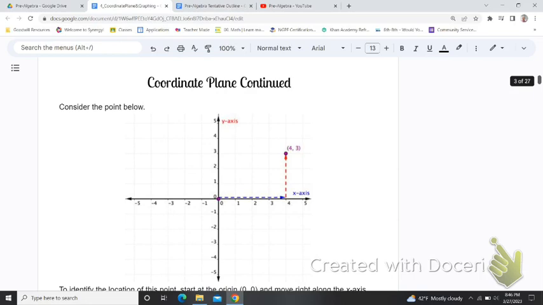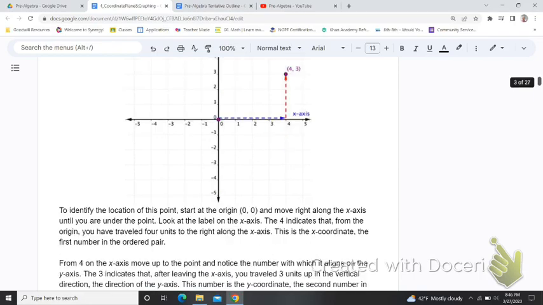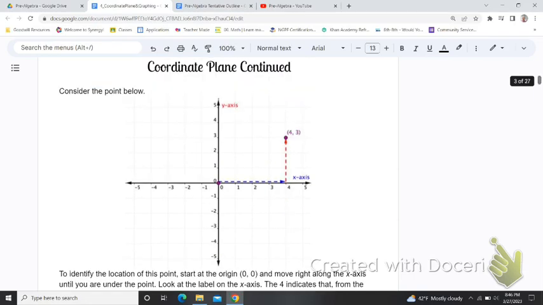Points are named with an ordered pair, so that's the point 4, 3. From the center, 4 to the right, so the x-coordinate is 4, and then 3 up, so the y-coordinate is 3. So 4, 3 tells us 4 to the right and 3 up. There would not usually be those dotted lines, there would just be the dot.